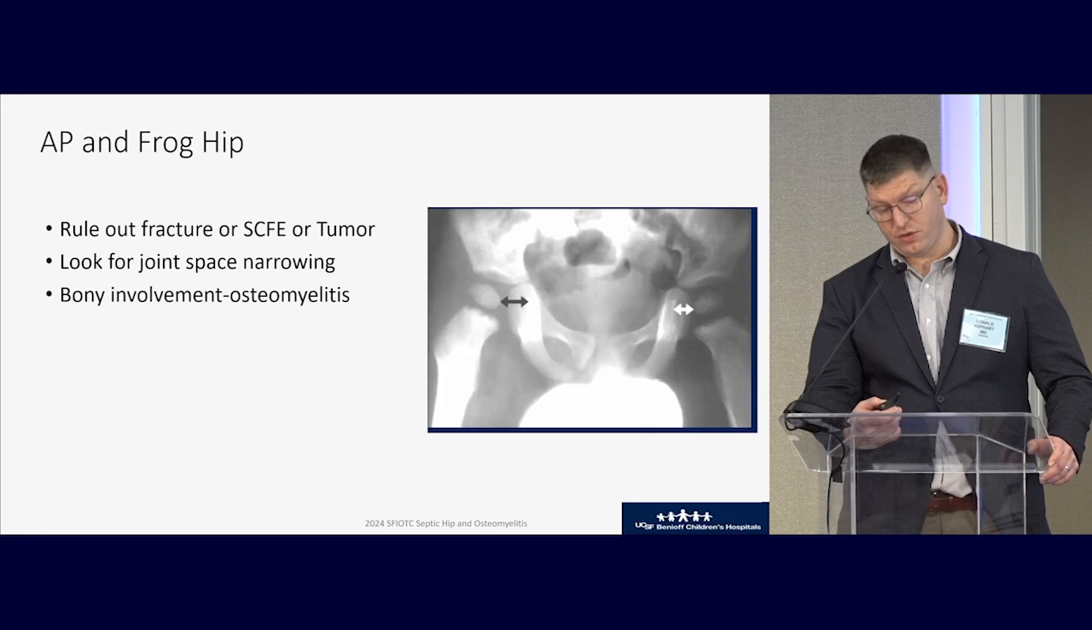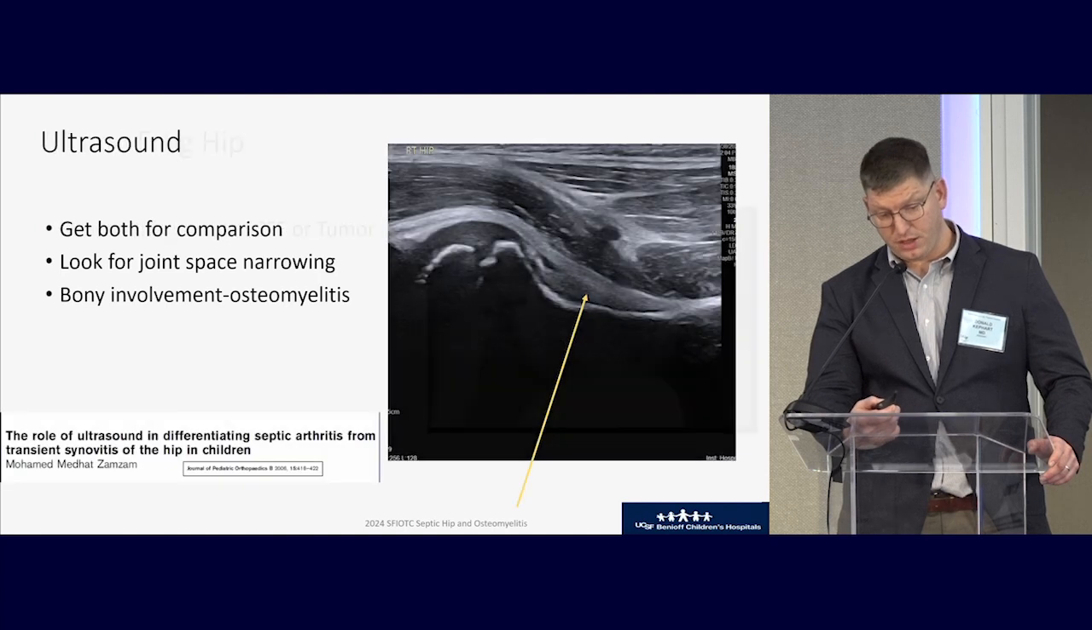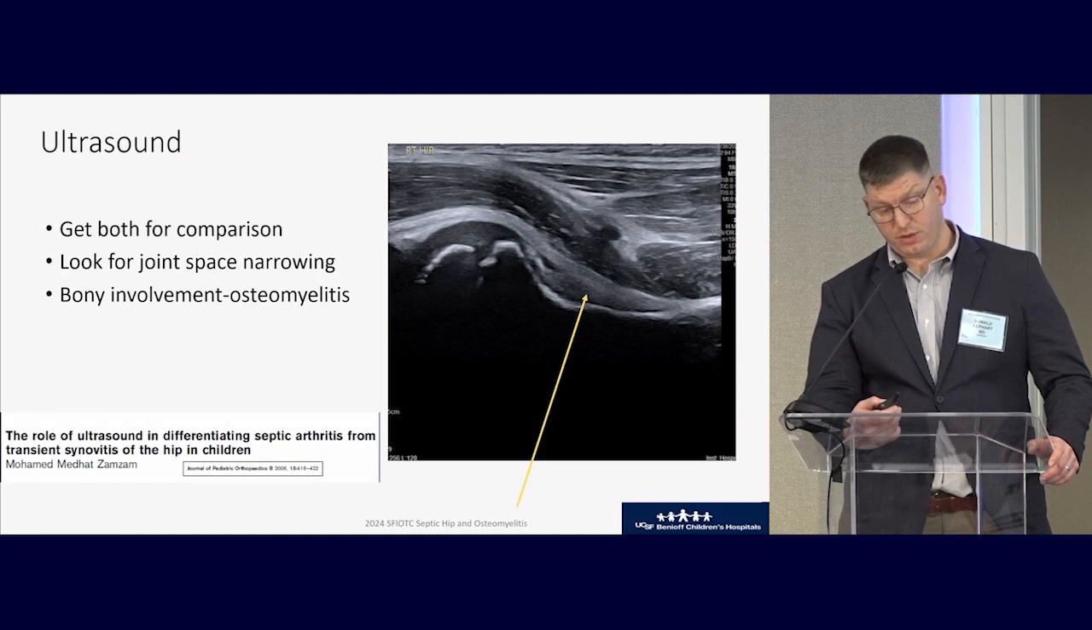AP and frog view of the hip helps you rule out a fracture or a slipped capital femoral epiphysis or malignancy. Look for joint space narrowing. You can see bony involvement like osteomyelitis as well. Ultrasound is probably the most helpful. You want to get both sides for comparison because there can be some physiologic joint fluid.